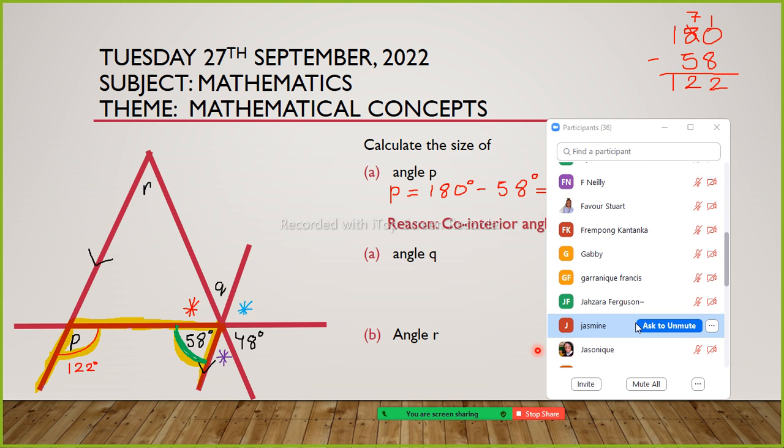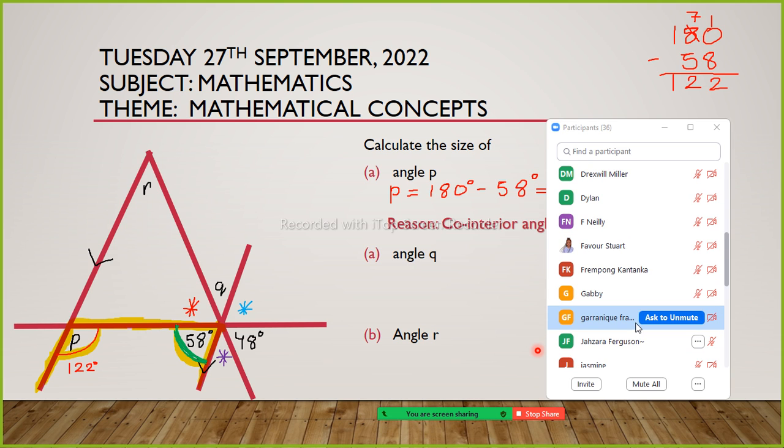Let me ask. Jazaria, are you there? Blue. Someone said blue. Good. 58 is vertically opposite to what angle? The one in the blue, the red, or the purple? You think the blue? Okay.